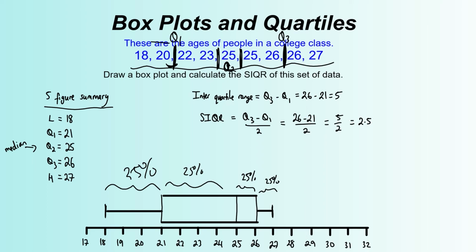Okay, so hopefully you found that useful. I'd say the key things to take away from this would be the 5-figure summary, how you calculate your quartiles and your interquartile range. It's nice to know the box plots as well, and nice to know what they look like. They're a fairly common statistical diagram, so hopefully that's something you can use later on.